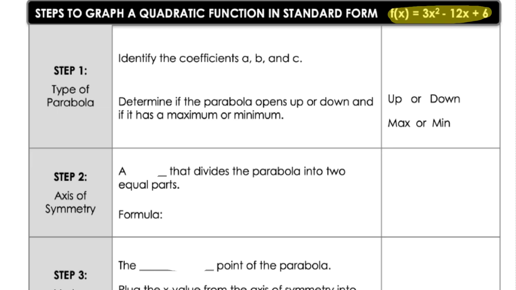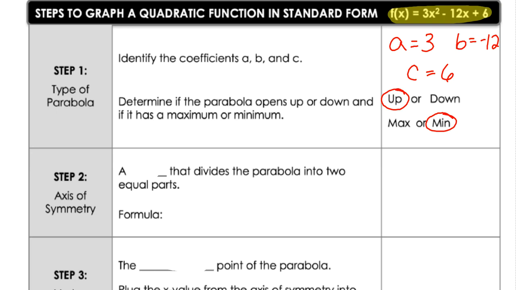Step 1 is to determine what kind of parabola. So we want to get an idea of what the parabola is going to look like. The first thing we're going to do is identify those coefficients. In this case, the a coefficient is 3, whatever's in front of x squared. The b coefficient is negative 12. And the c coefficient is 6. Again, we're trying to get an idea of what the parabola is going to look like in the end. We're going to determine if it opens up or down based on that a value. So a is bigger than 0 here. That means that it is going to open up. And because it opens up, that means the vertex is at the bottom, which is a minimum point.